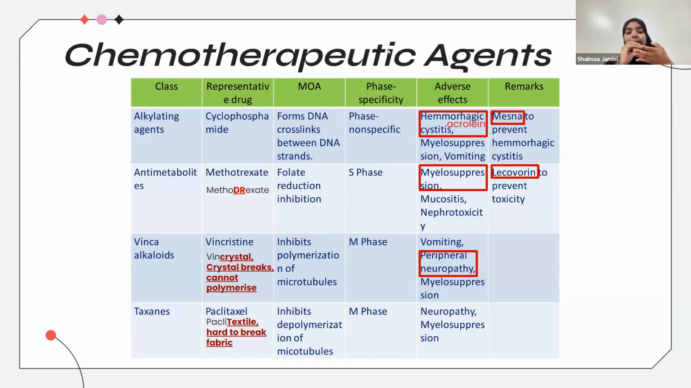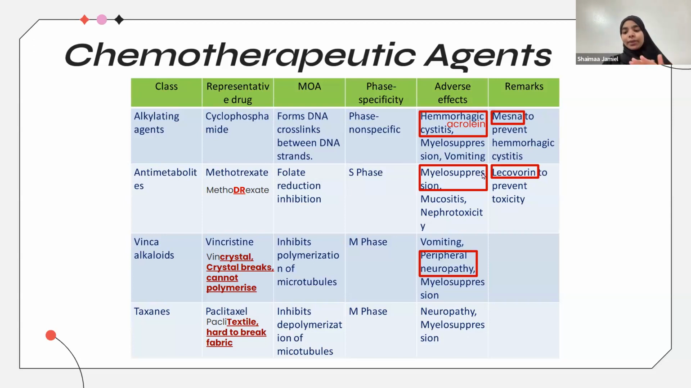So for cyclophosphamide, it's phase non-specific. In the slides, it's phase non-specific. Maybe outside you'll find that it's G1, but listen to what the slides say. It forms crosslinks between the DNA. But if there's one thing they're going to ask you about cyclophosphamide, it's its side effect. It causes something called hemorrhagic cystitis, okay?